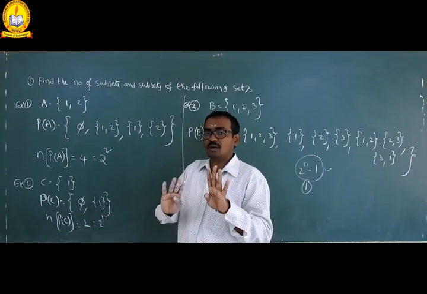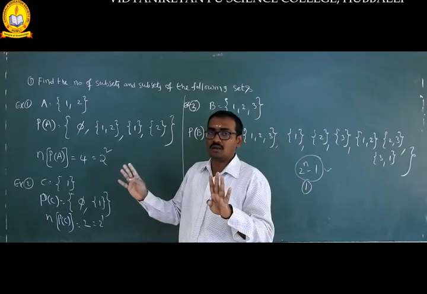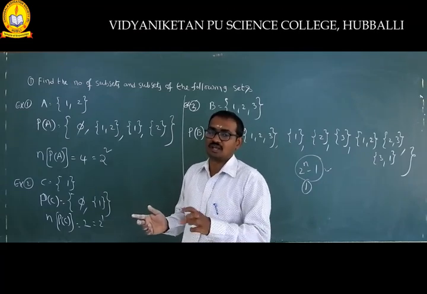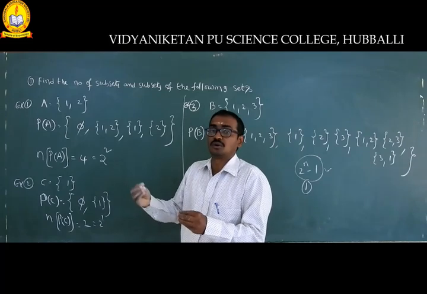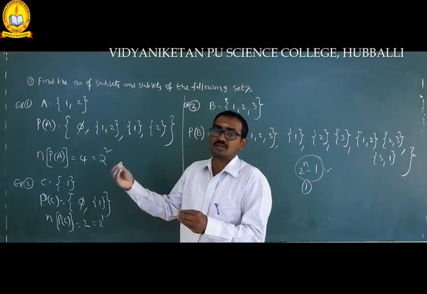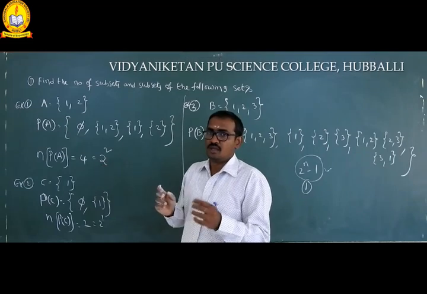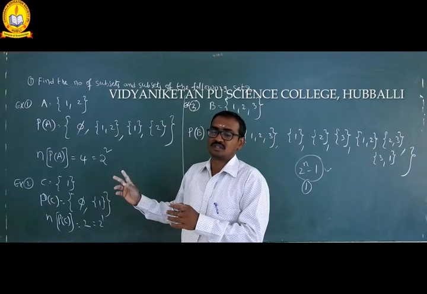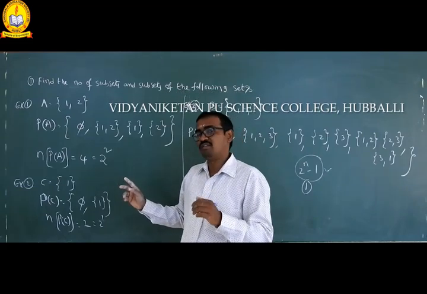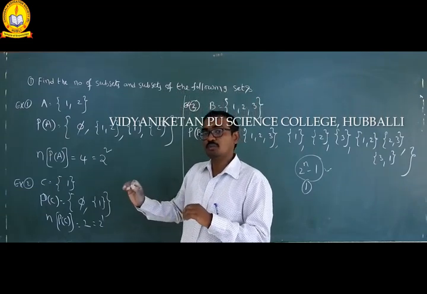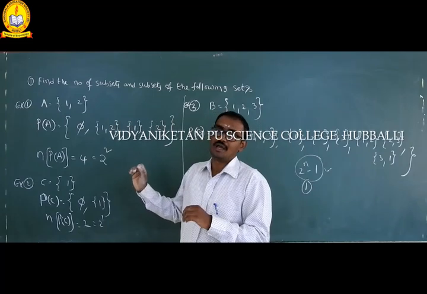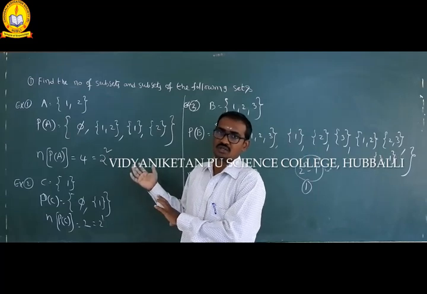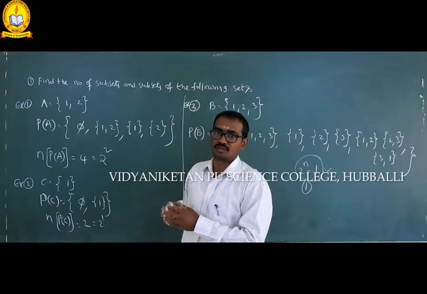If a set has n elements, number of subsets is equal to 2 power n. If a set has n elements, number of proper subsets is equal to 2 power n minus 1. If a set has n elements, then the number of improper subsets is equal to 1. If a set has n elements, number of non-zero proper subsets is equal to 2 power n minus 2. In CET, they may ask you these questions while solving the problems.